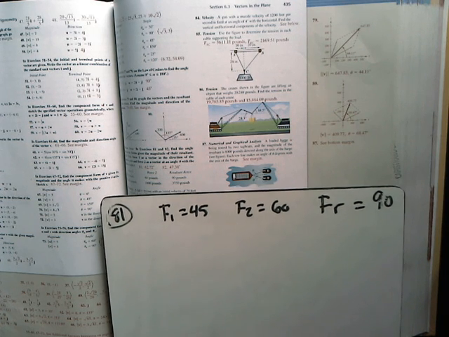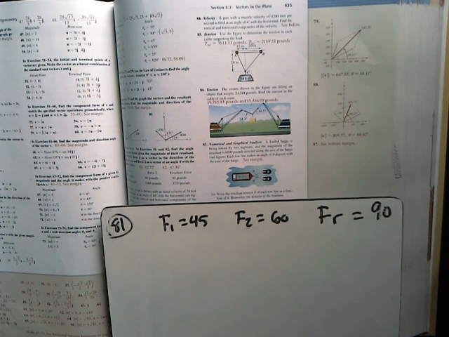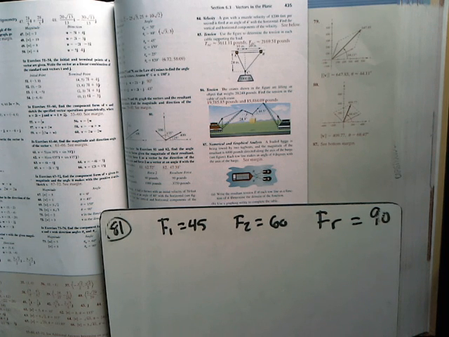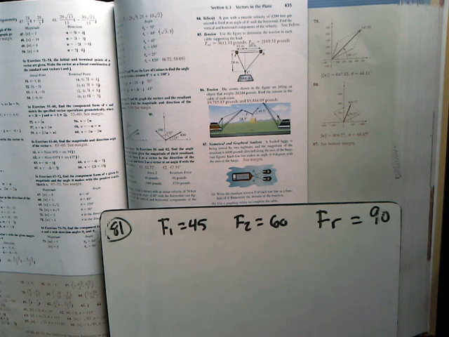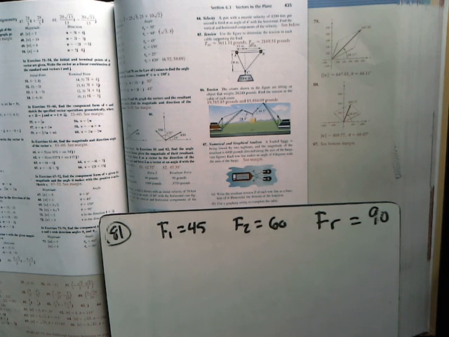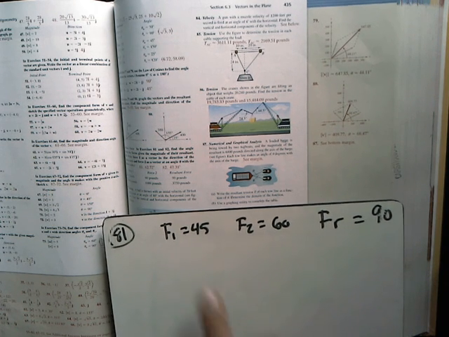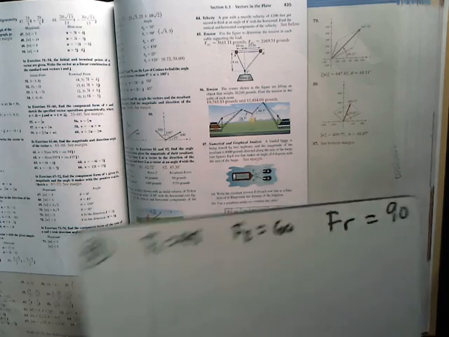This is for problem 81. So 81 says, find the angle between the forces given the magnitude and their resultant. Write force 1 as a vector in the direction of the positive x-axis and force 2 as the vector of an angle with the positive x-axis. So, first things first, I just listed out what my numbers are.